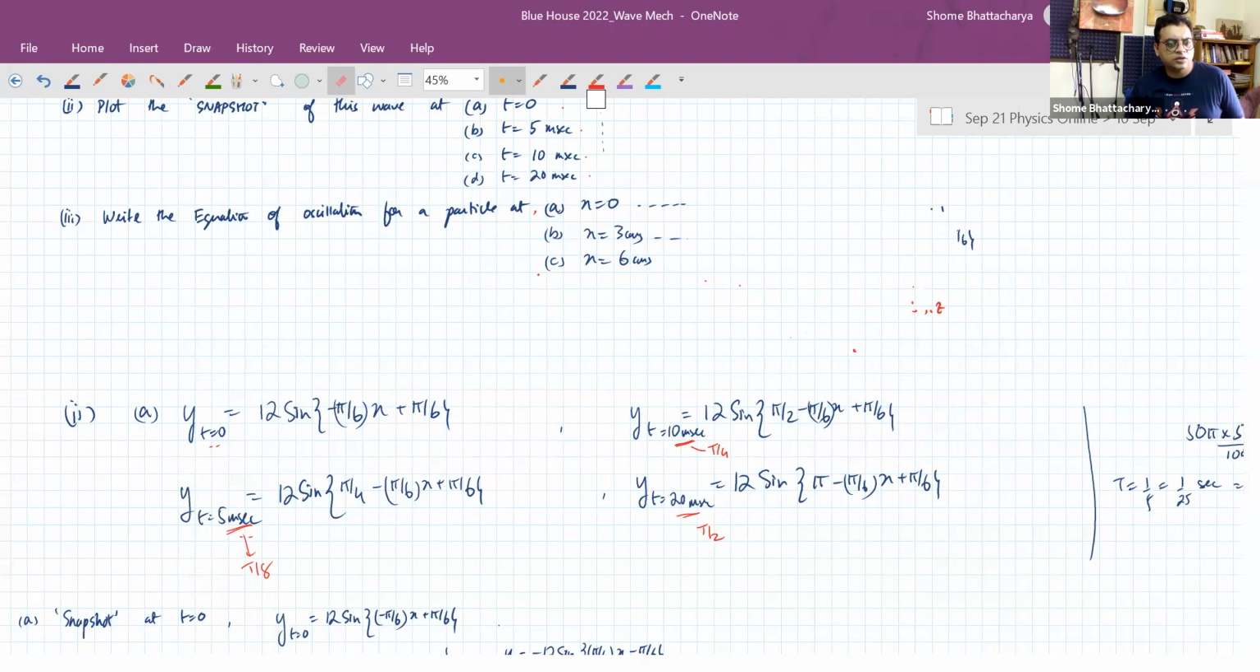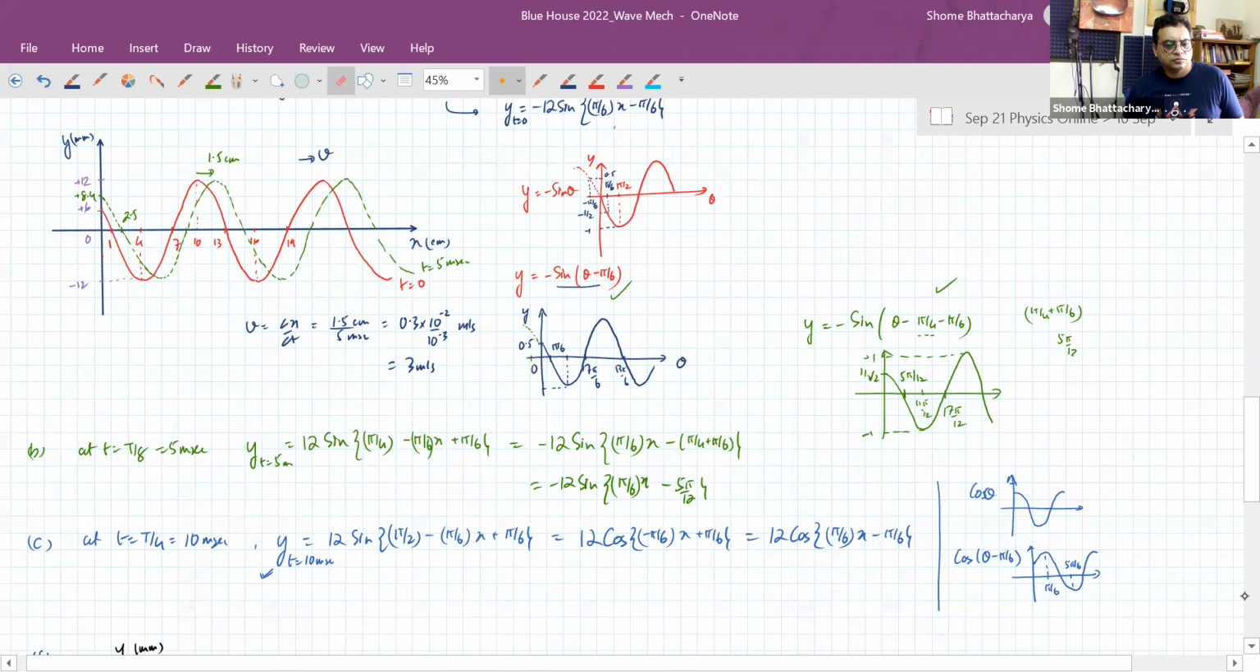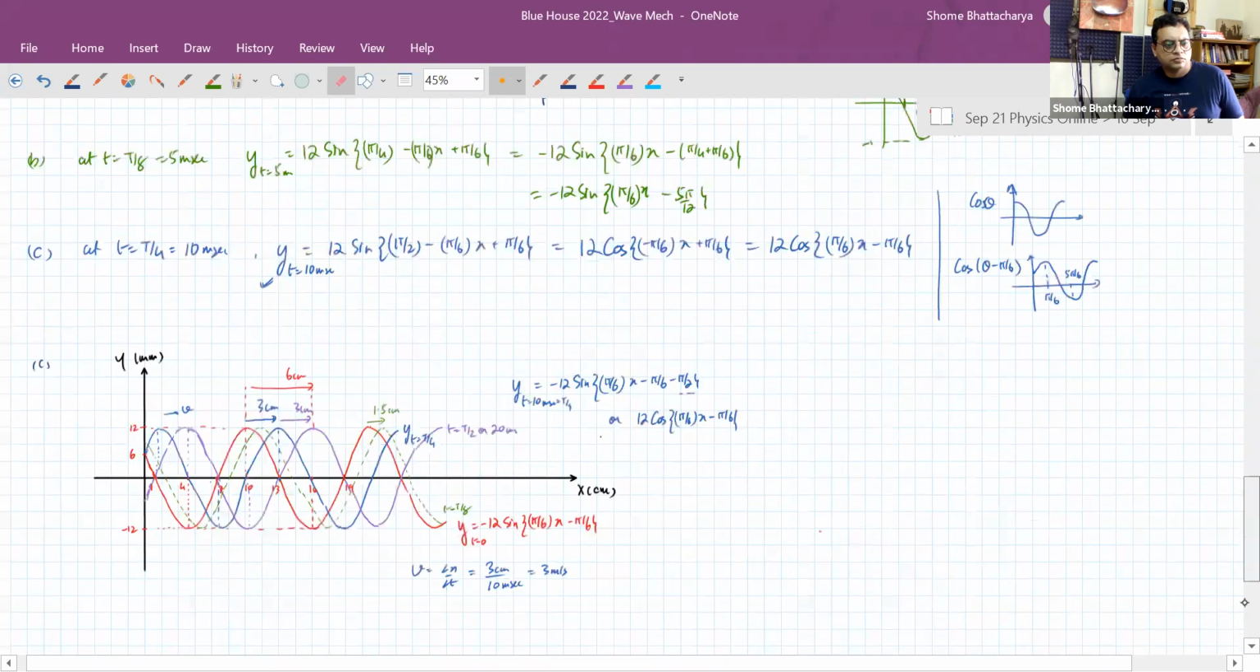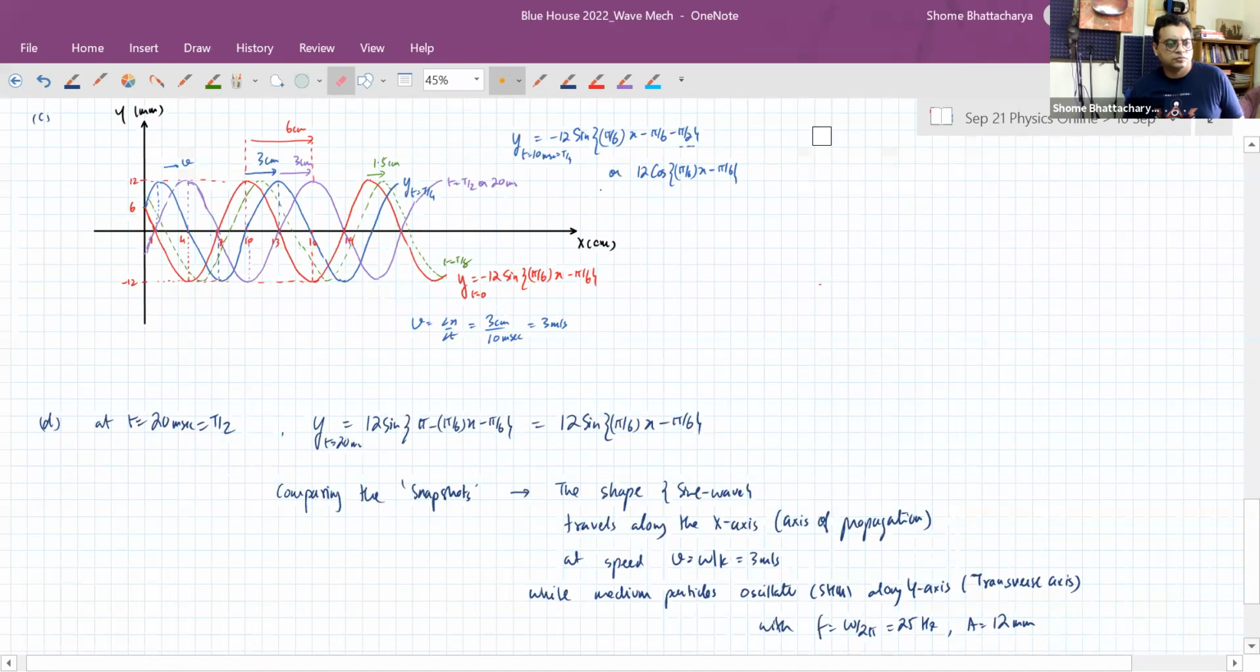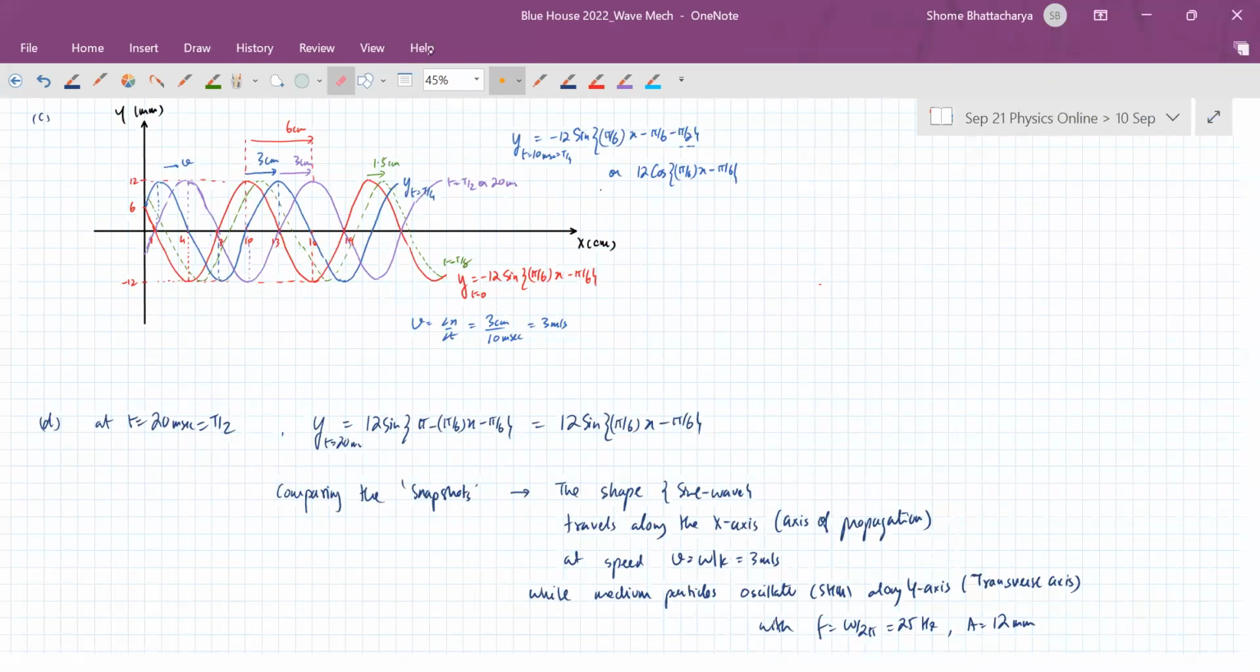Okay, Jagannath, I'll wait. Okay, give you some more time to write down that part. Okay, so this diagram above has all the four different snapshots at 0, 5 milliseconds and 10 milliseconds and again 20 milliseconds.